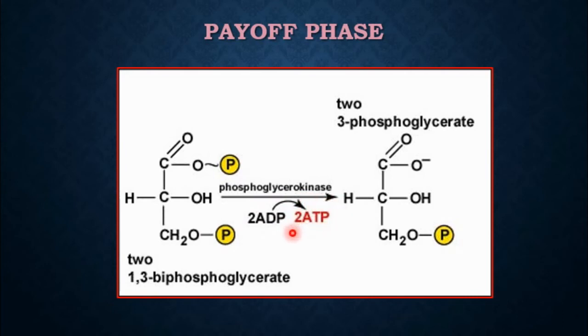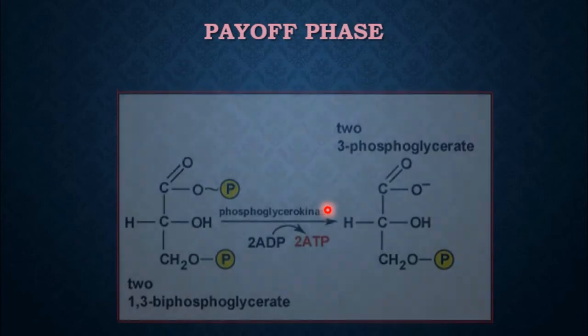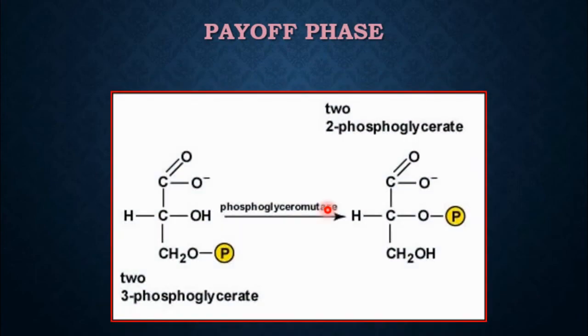You would have been wondering why to change the same compound again and again, because this conversion, that is generation of ATP, is very important. For this purpose only the conversion occurs. That is, the inorganic phosphate is now getting transferred to the ADP, which will be converted to ATP. It is catalyzed by the enzyme phosphoglycerokinase.